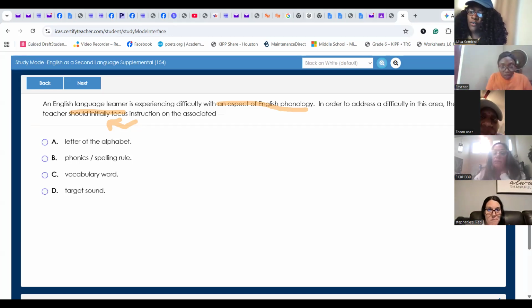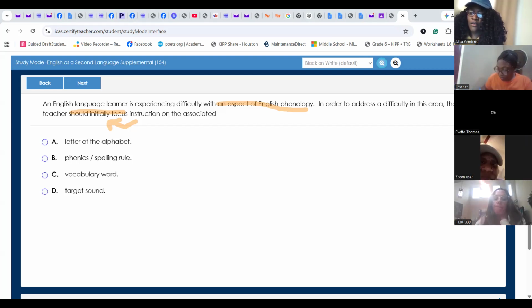When we think about phonology, when we think about phonological awareness, all of these are auditory skills. So students have to be listening. When we think about phonemic awareness, which equals sound awareness, all of these fall under phonological awareness, which is the overarching umbrella. But you have phonology, you have phonemic awareness. It's all dealing with sound. So it's going to be D, target sound.